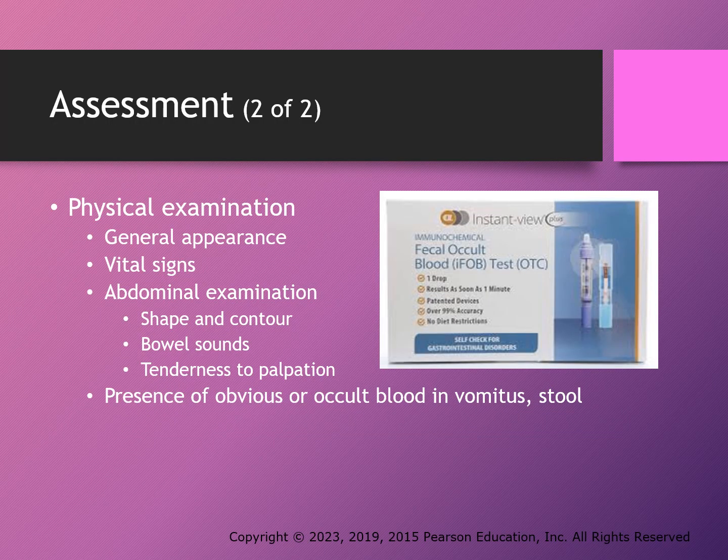The physical exam: documented general appearance including height and weight relationship, vital signs including orthostatic measurements, abdominal examination including shape and contour of the abdomen, bowel sounds and tenderness to palpation, and presence of obvious or occult blood in the vomitus and stool.